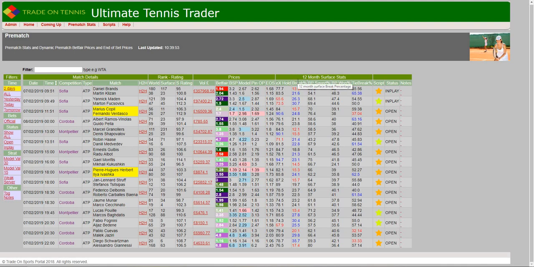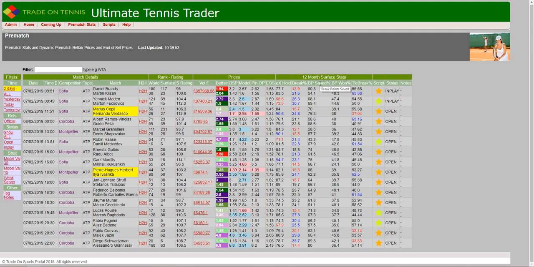The break column is the 12-month surface break percentage. Once again, red and blue is bad and good. So we can see that Madden and Fuchsovics have got above average break percentages, hence why we think the match could be swingy. They're both better on return than they are on serve on this surface over the last 12 months.